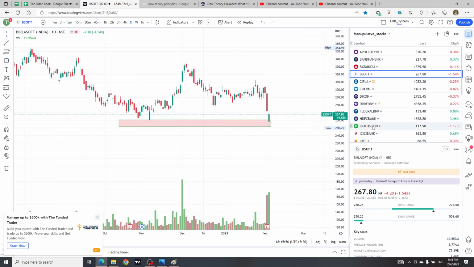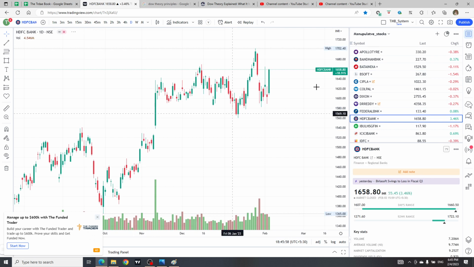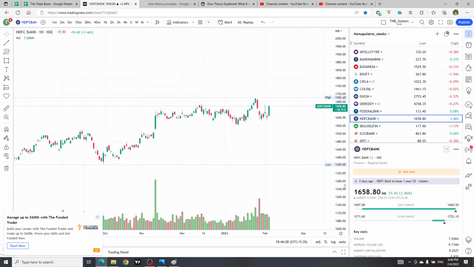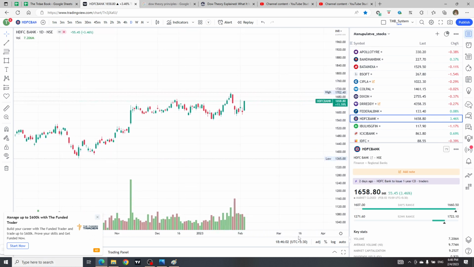Let's take another example, HDFC Bank. As per my system, HDFC Bank is showing an anomaly. See here, the price fall was there. For a 3% fall, there are lower volumes. The next day, the 1% move and this gap down, all these things are there, but the volumes are more.